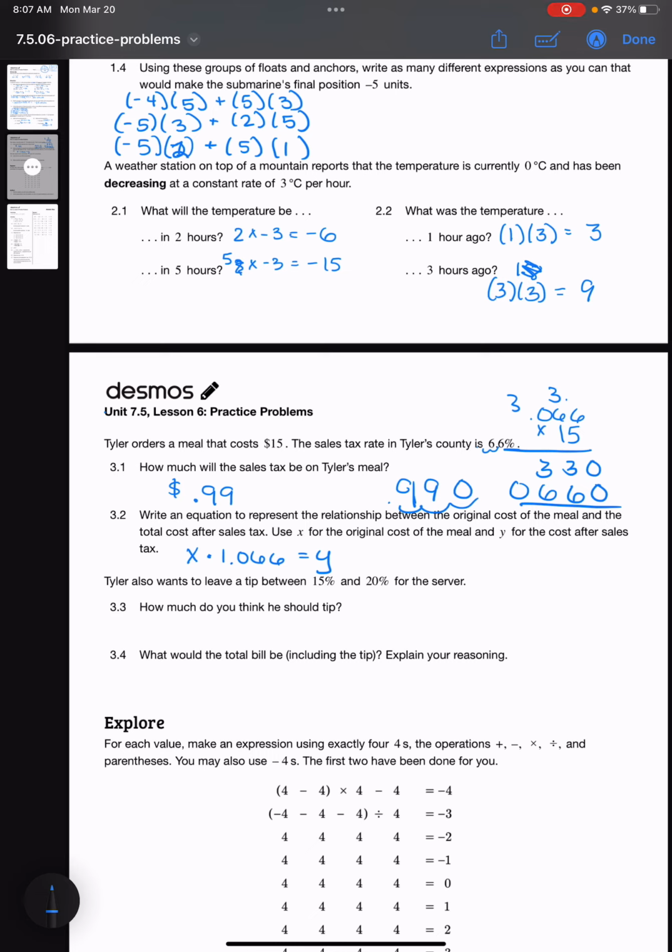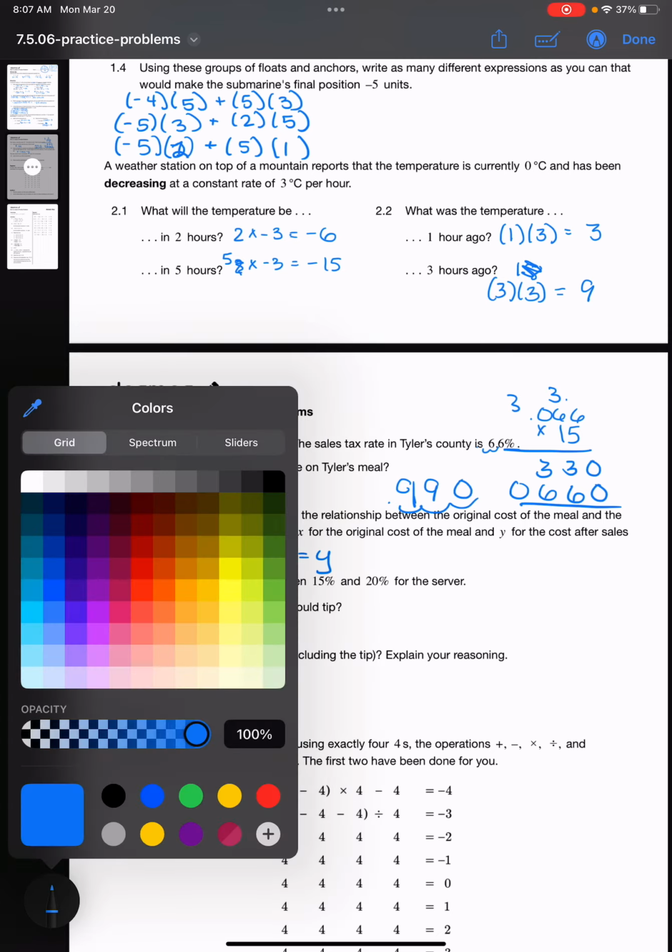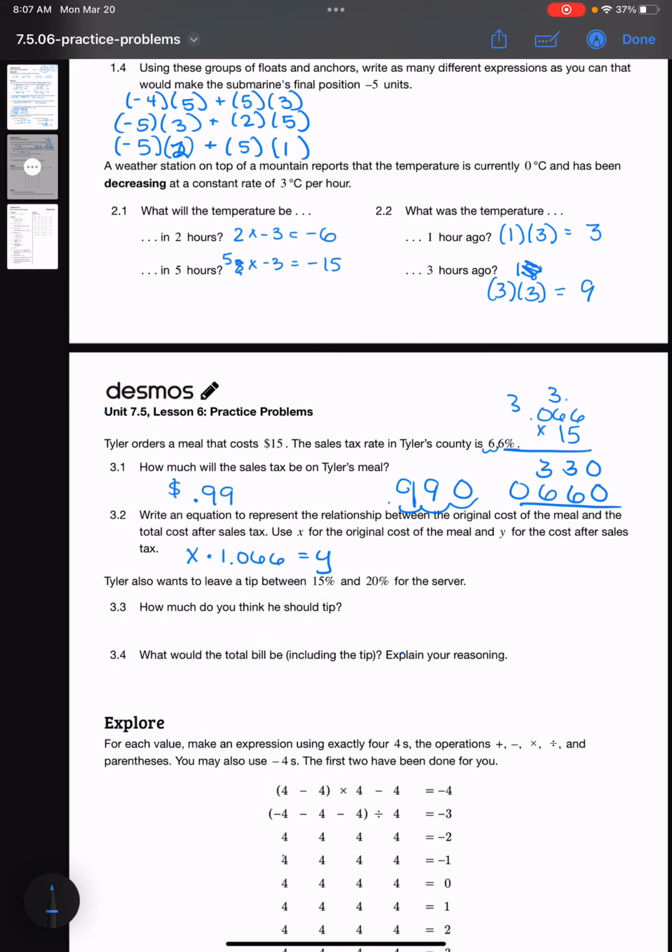Ty also wants to leave between 15 and 20% for the server. How much tip do you think he should leave? So if his meal is, let's say, $15, and he wants to multiply by 20%, he should leave maybe around a $3 tip.